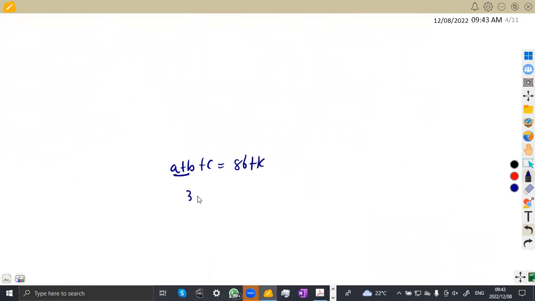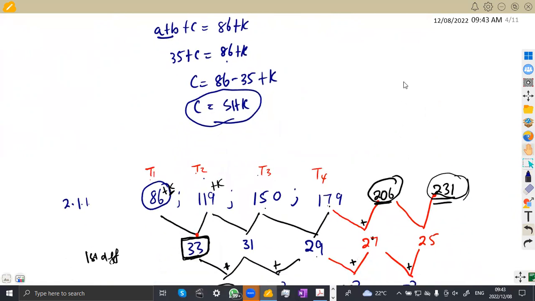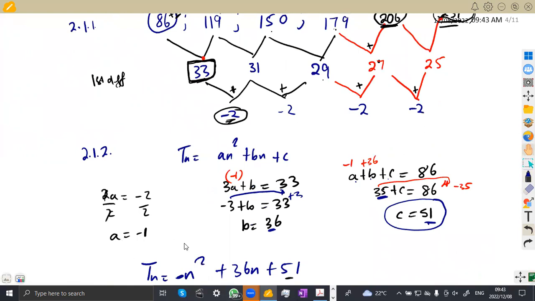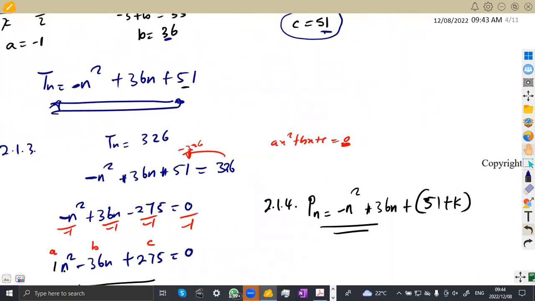From these two, we got 35 plus c is equal to 86 plus k. So as you can see, 35 to this side is going to be c is equal to 86 minus 35 plus k, which is the same way that we got here, which is 51 plus k. So that is the only part that is going to affect the c. The a is going to remain as it is because it is from the second difference and this one does not change. So a is going to remain as it is, b is going to remain as it is. So in short, just add the constant on your final answer, just like what we had here. So that was our 2.14 whenever you add a constant.